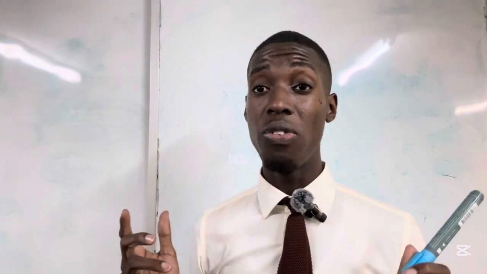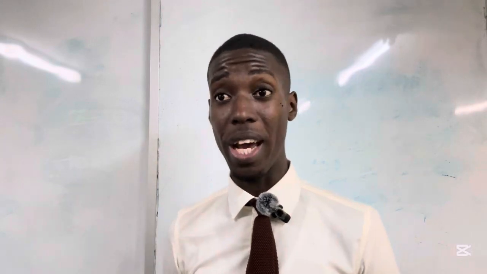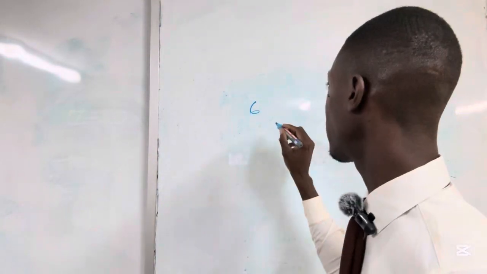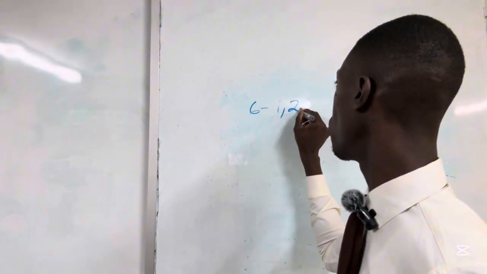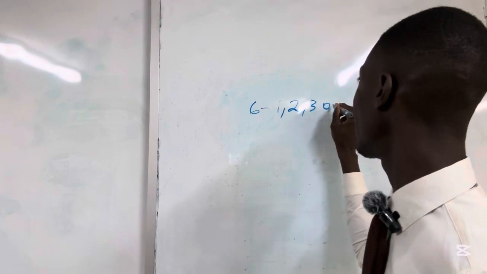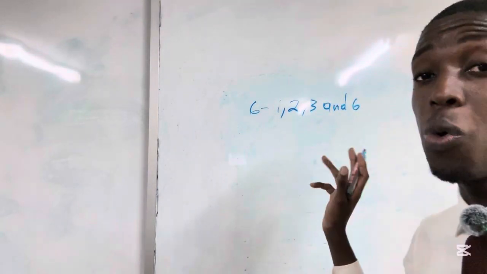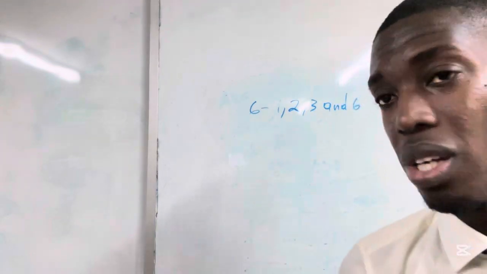Secondly, let me define what are factors. Factors are numbers that can go into a number without leaving a remainder, right? One example of that is 6, right? The factors of 6 are 1, 2, 3, and 6, right? These numbers can go into 6 without leaving a remainder. Hence why they are factors, right?